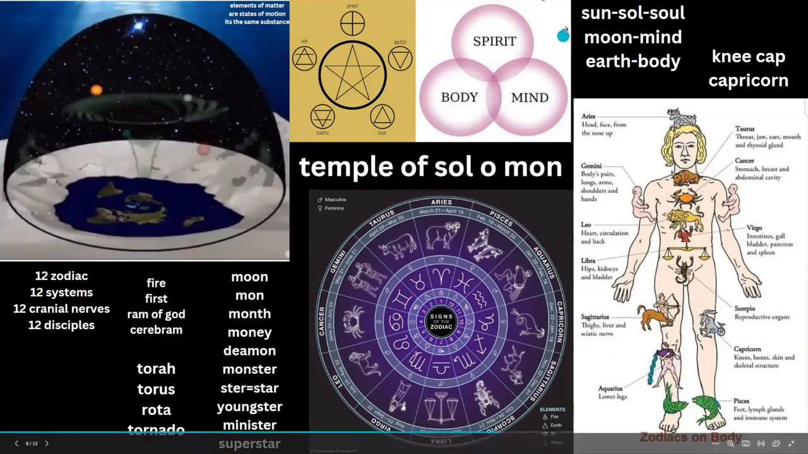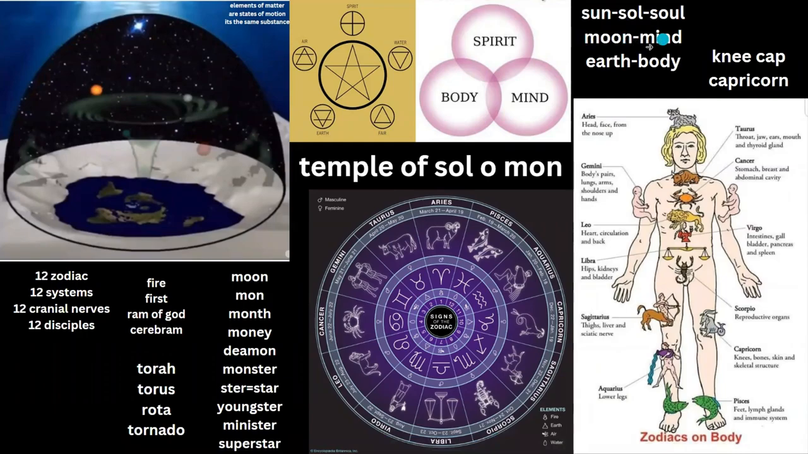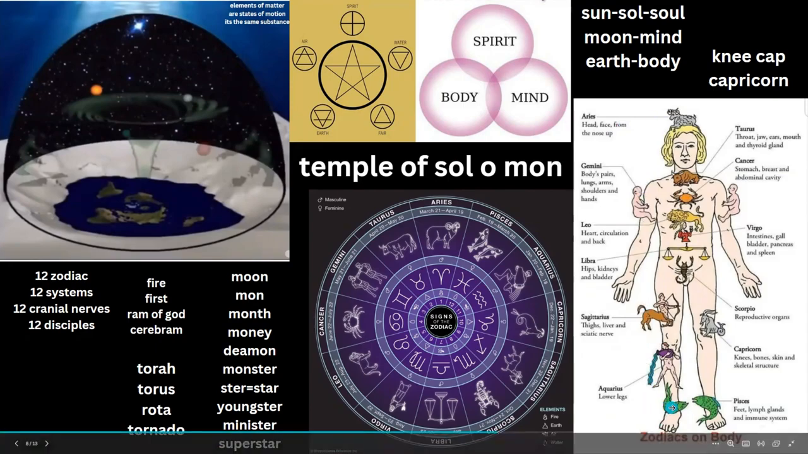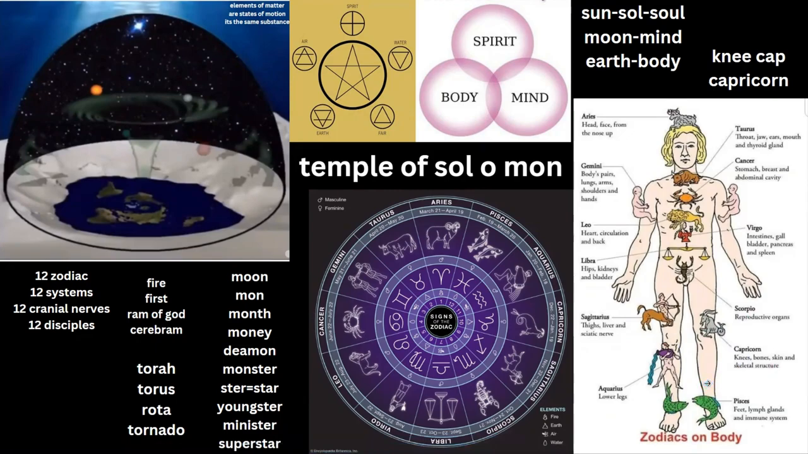The body, mind, and spirit. The sun, the soul. Moon, the mind. Earth, the body. We have 12 systems in the body, which are governed by the 12 zodiac signs. Starting at the Aries, which is the ram of God, all the way down to Pisces and Capricorn, kneecap. It all goes back to the stars. We are the stars. We are the universe. Everything is inside of us.